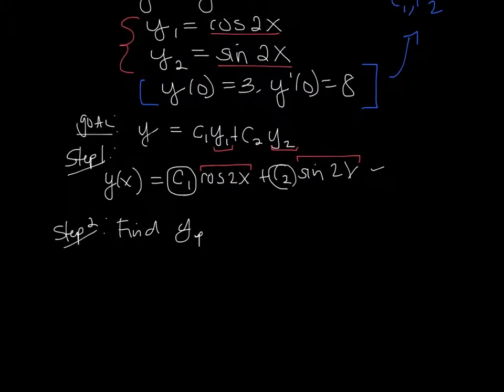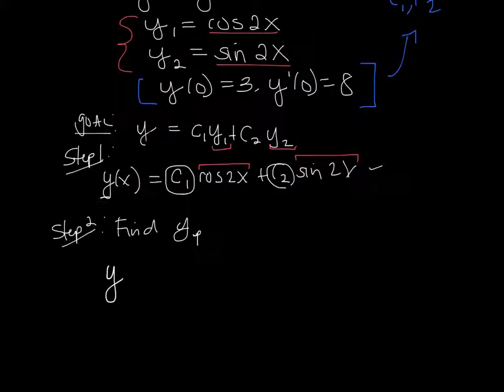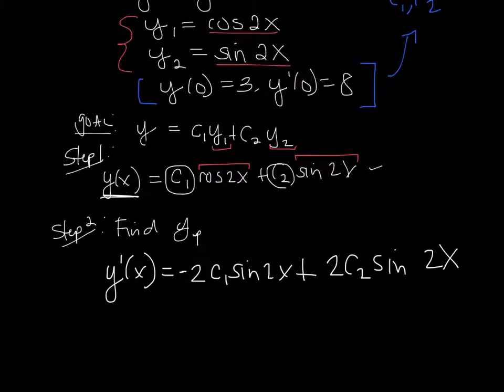Okay, so let's go ahead and try to find our y sub p. Here's my y of x, so I'm going to need to find y prime of x. So this is all differentiation. The c1 is just a constant. The derivative of cosine of 2x is negative sine 2x times 2 using the chain rule, so that's negative 2c1 sine 2x, plus, now we take the derivative of the next term. The c2 is just a constant. The derivative of sine 2x is cosine 2x times 2, using the chain rule, so this is going to be 2c2 cosine 2x. Now I don't need to find the second derivative, unless you want to for fun, but our initial conditions only involve the first derivative, so we don't need it.